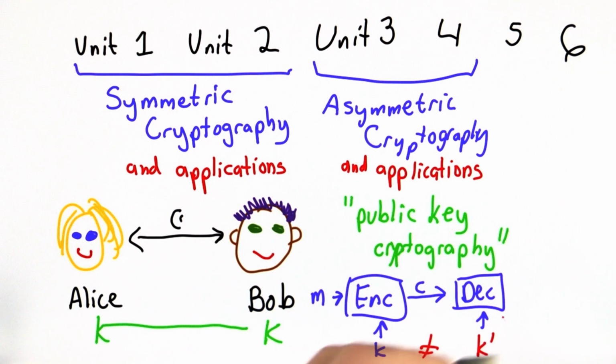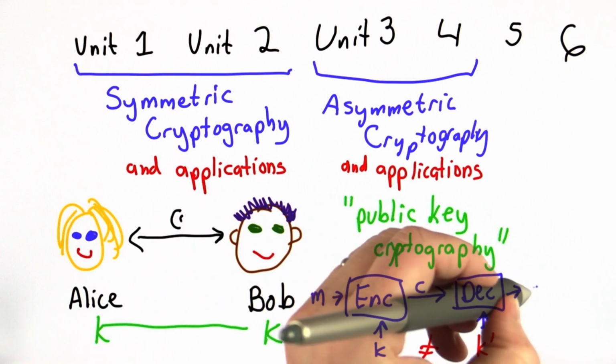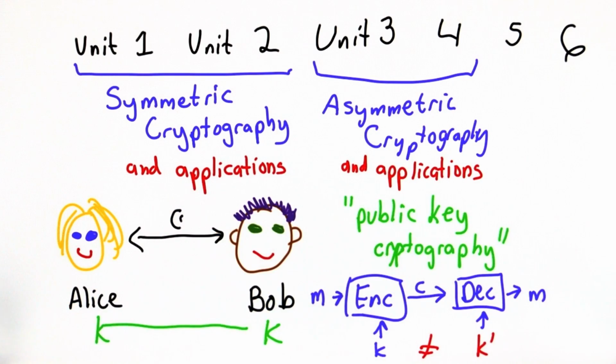And if the keys are different and unrelated, that means you can reveal one of the keys without revealing the other key. And that's the power that asymmetric encryption gives us. And we'll see lots of interesting ways to use that.